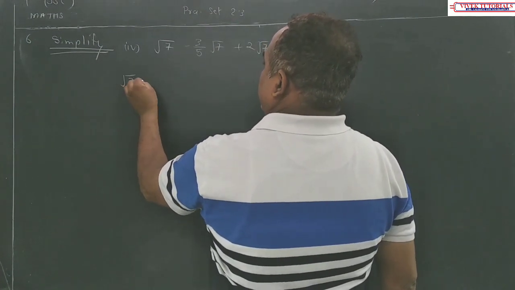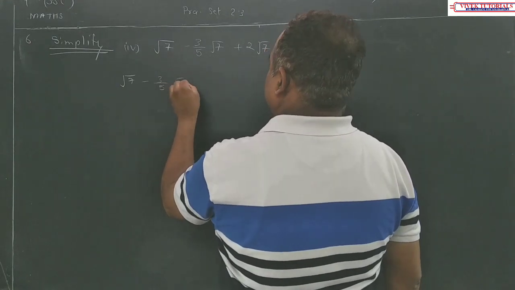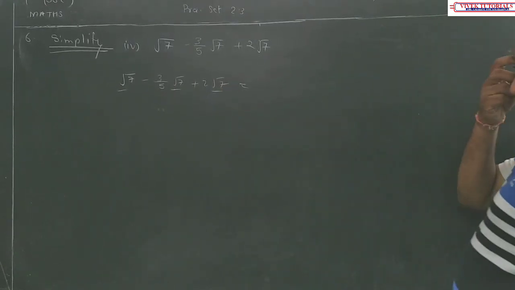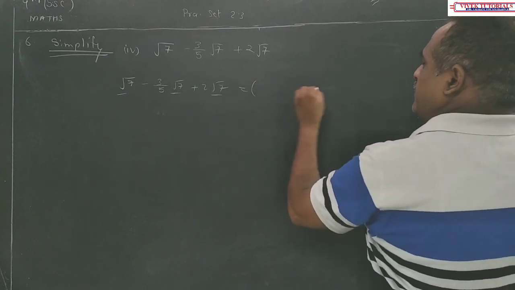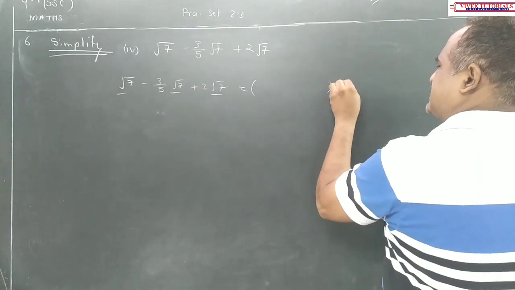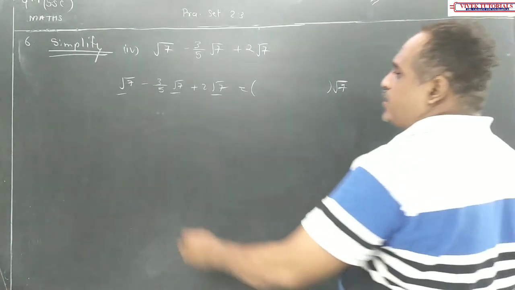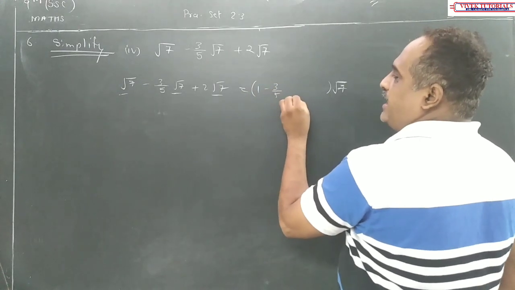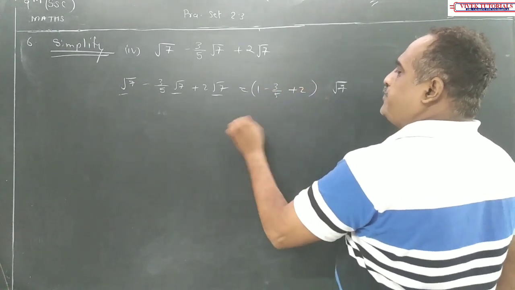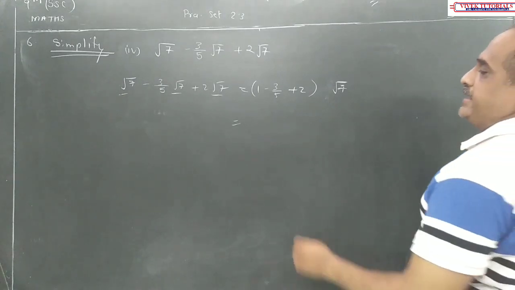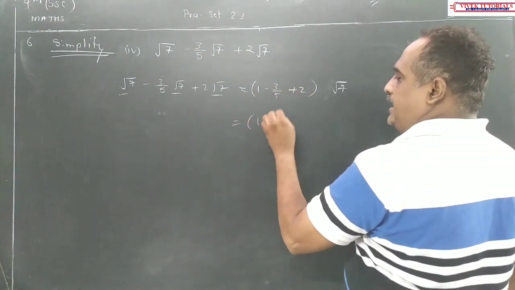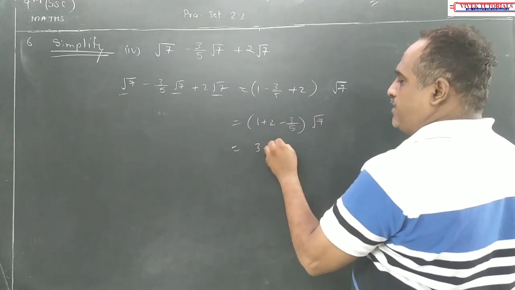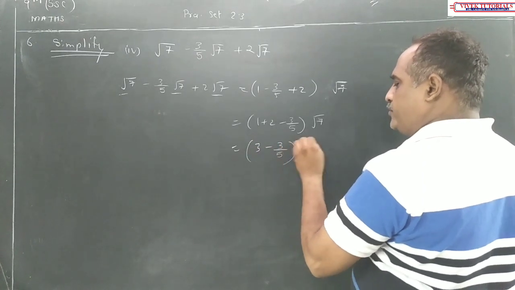Root 7 minus 3 by 5 root 7 plus 2 root 7. Everywhere it is root 7, root 7. So we don't need to convert to mixed surds at all. We'll put root 7 common. Here there is nothing, it means 1. I told you that. 1 minus 3 by 5 plus 2. So it is 1. So I will do one thing. I take the 2 ahead, and 3 by 5 root 7. So 3 minus 3 upon 5 root 7.